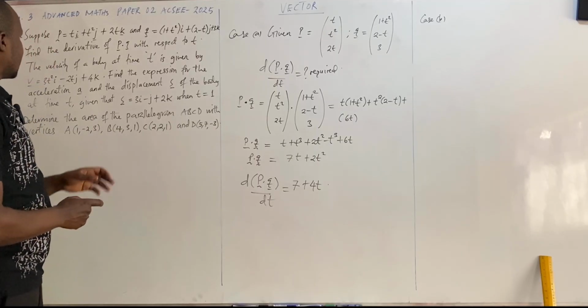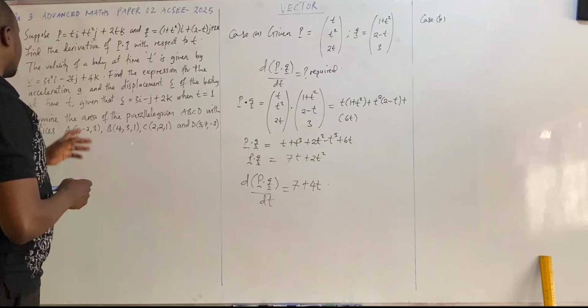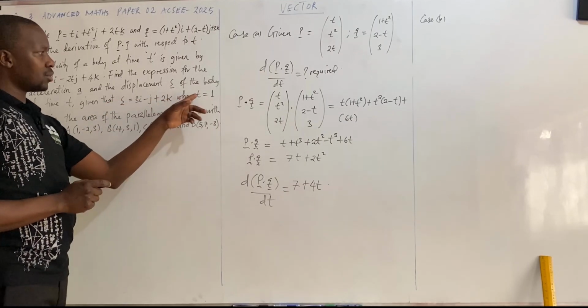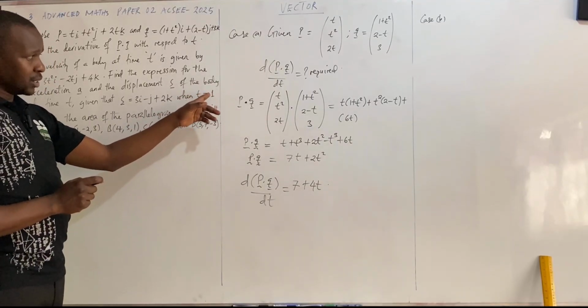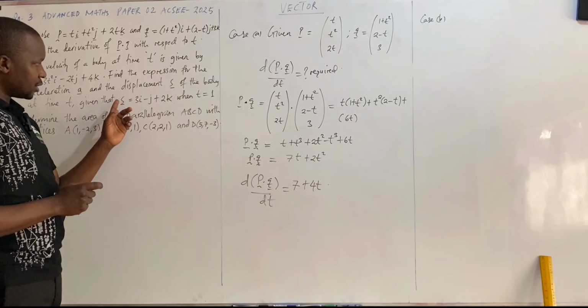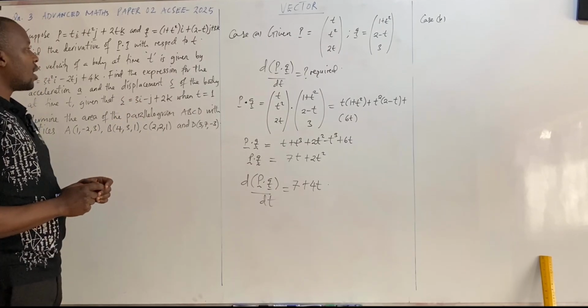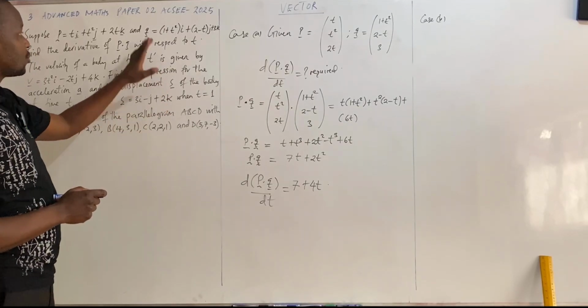Acceleration here, and the displacement vector of the body at time t. Given that, this displacement vector is known because t was 1. So when t is 1, the displacement vector looks like 3i minus j plus 2k. But now we are told to find this displacement expression in terms of vectors.